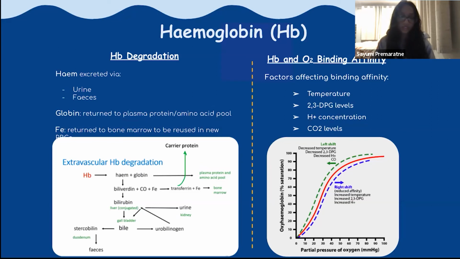Just one thing to note is that once one oxygen binds to hemoglobin, it becomes a lot more attractive to other hemoglobins. So pretty much it'll fill up with 4 oxygens after one has bound. So in terms of the factors that affect binding affinity, I've listed them there.